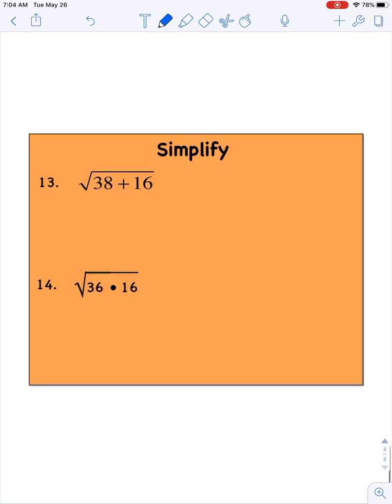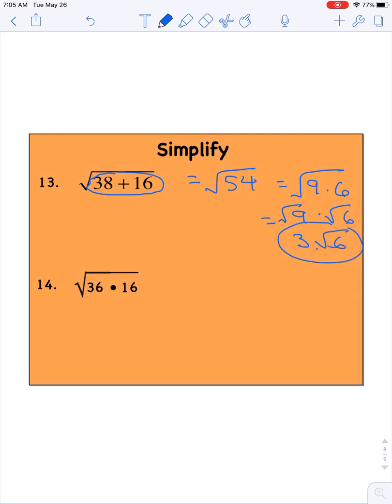All right, we got two last problems here, and then we'll get you practicing on your own with the homework. So again, we have to simplify what's under here first, so we're going to have to add those together. When we add those together, we get 54. Now, again, what number goes into 54? Well, look at your perfect square list and notice that 9 times 6 is 54. And the square root of 9 is 3, and the square root of 6 can't be simplified anymore, so there we go.